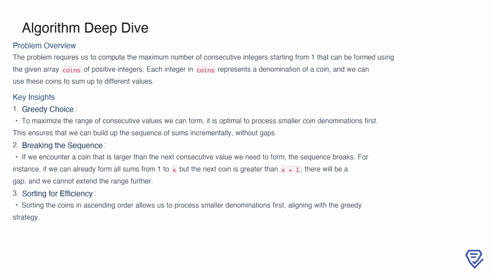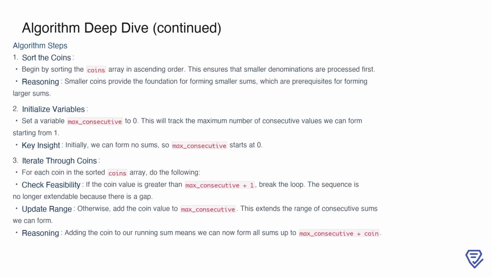However, if we encounter a coin that is larger than the next consecutive value we need to form, the sequence breaks, and we cannot extend the range further. Sorting the coins in ascending order is a critical step in implementing this strategy efficiently, as it guarantees that we process smaller values first, aligning with the greedy approach. To implement the algorithm, we start by sorting the coins array in ascending order. This ensures that we process the smallest denominations first, which is essential for forming smaller sums that act as building blocks for larger ones.